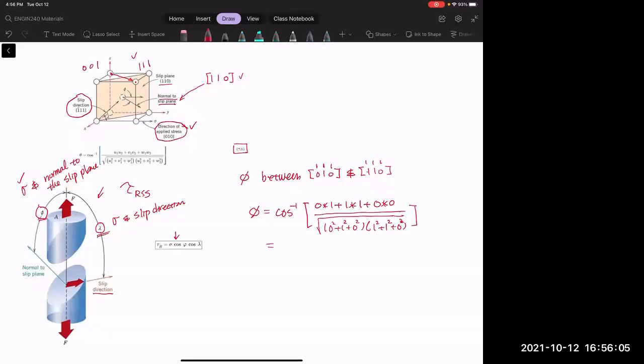And then you solve this. Then this will be the angle of the phi. Similarly, you can do the other one. The other one will be the angle between the 1, negative 1, 1, and the 0, 1, 0.